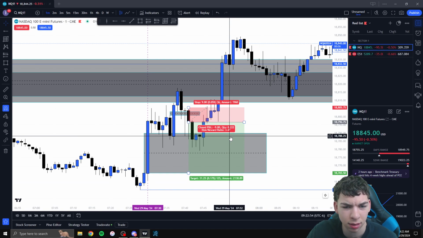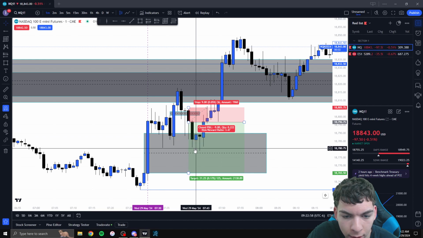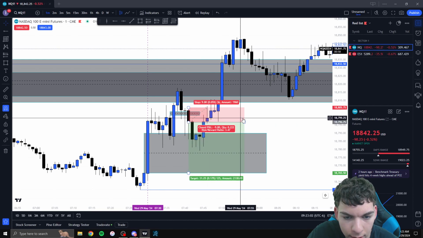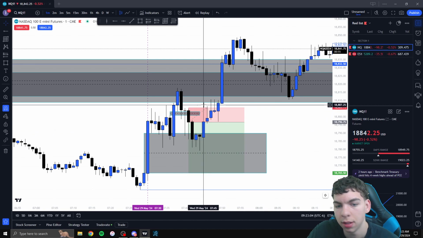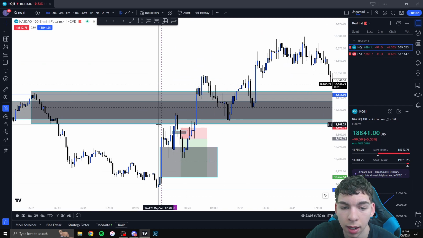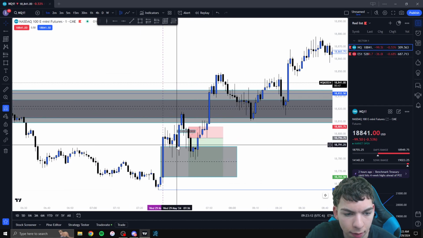I guess that's how you would label that. But yeah, we took the trade, and look, price goes down a little bit, then instantly climbs back up and takes us out of our trade right there. So that was the first trade we took on NQ, and it was just really crazy to me.